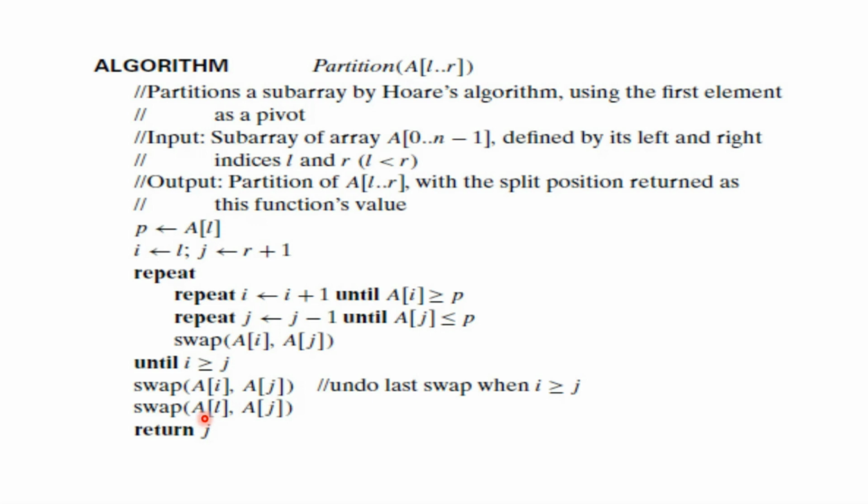Then what you are doing? You are swapping the pivot element with the jth element. So swap A[L] with A[j]. Why A[L] we have taken? Because our pivot element is A[L]. Then we are going to return the position where the partition was made, which is nothing but the index j.